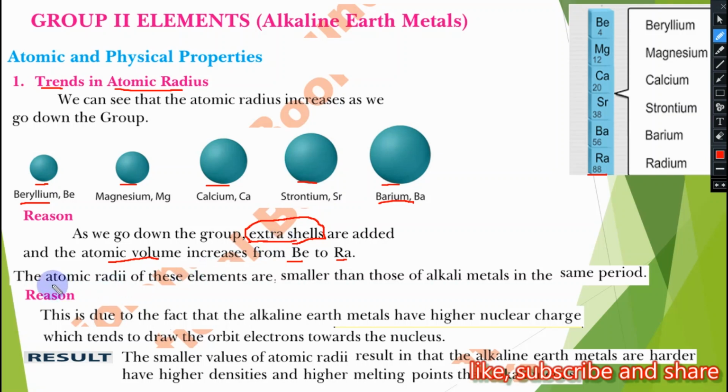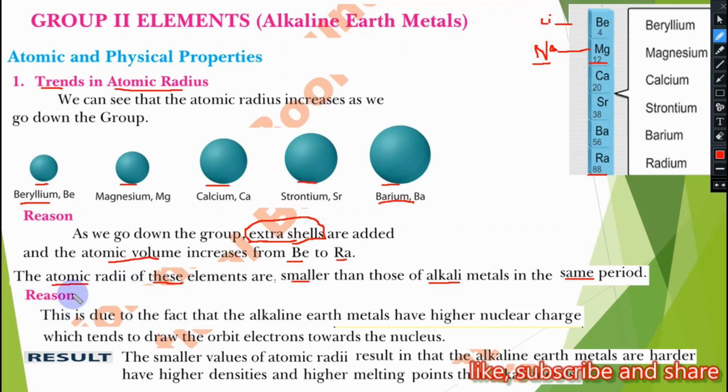Now, the atomic radii of alkaline earth metals are smaller than those of alkali metals in the same period. For example, sodium is here in the periodic table. Sodium and magnesium are in the same period. The size of sodium is larger than magnesium. Similarly, the size of lithium, which is present here, is greater than beryllium.